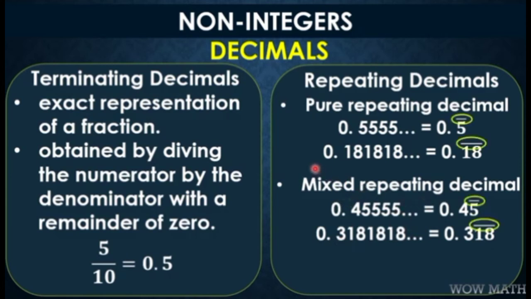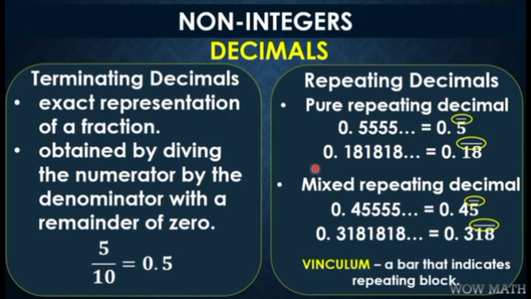Now, anong tawag natin sa mga bars na inilalagay natin above the repeating blocks? Anong tawag natin dun sa bar na nilalagay natin above the repeating digits? That is what we call the vinculum. The vinculum is the bar that indicates the repeating block. You're going to place the vinculum doon sa ating mga repeating digits only.